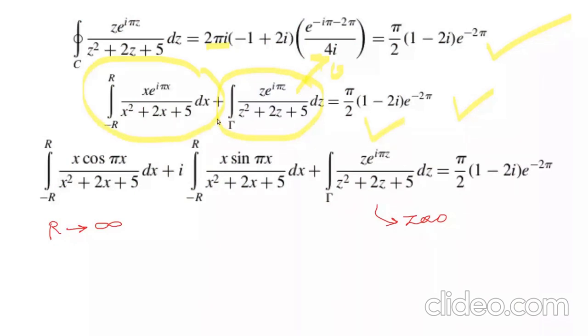Now here you can see that both the left hand side and the right hand side are complex numbers. So we can compare the real part and the imaginary parts of the two. If we consider the left hand side, the real part will be x cos pi x by x square plus 2x plus 5, and the imaginary part will be x sin pi x divided by x square plus 2x plus 5. And if we consider the right hand side, the real part is pi by 2 e to the power minus 2 pi, and the imaginary part is minus pi e to the power minus 2 pi. We can compare the two and we can easily solve that.